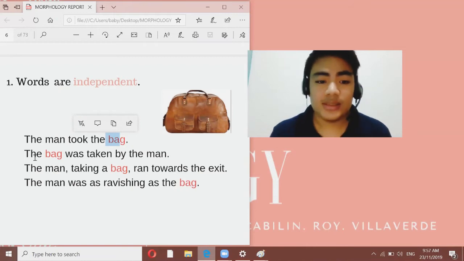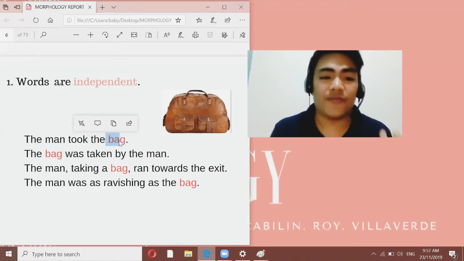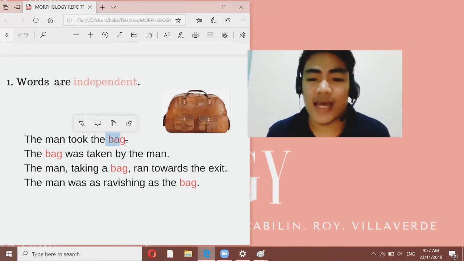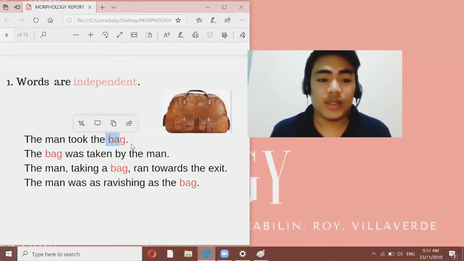phonemes, which have to exist with other sounds in order to become meaningful. Words, unlike phonemes, are very independent because they can stand on their own. They are meaningful on their own. They have their own definition.